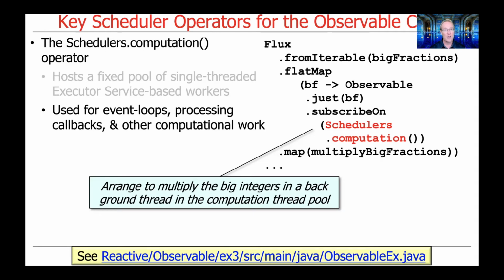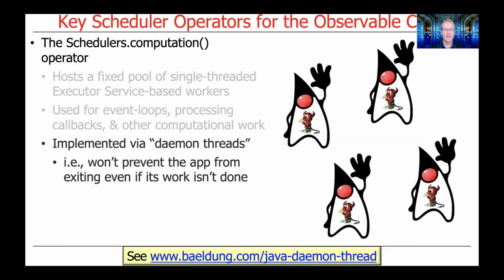computation-style work. When we take a look at the case study that's at the end of this lesson, we'll look at this example in more detail, where we're going to use the scheduler's computation factory method to arrange to multiply a bunch of big integers in a pool of background threads using the computation thread pool.